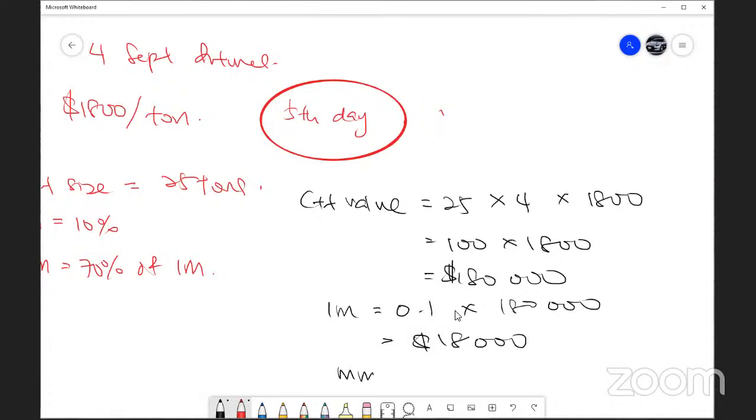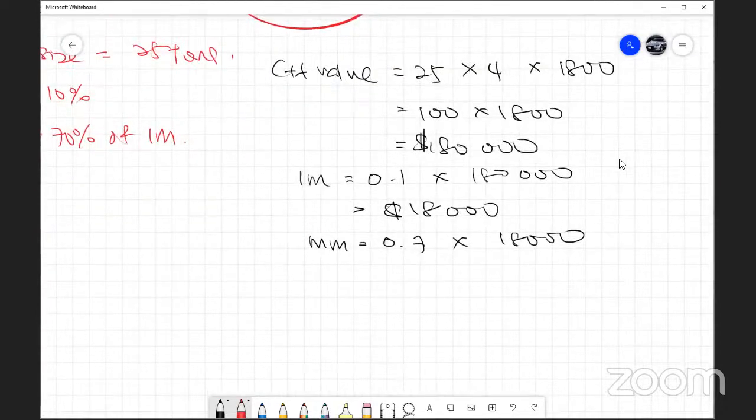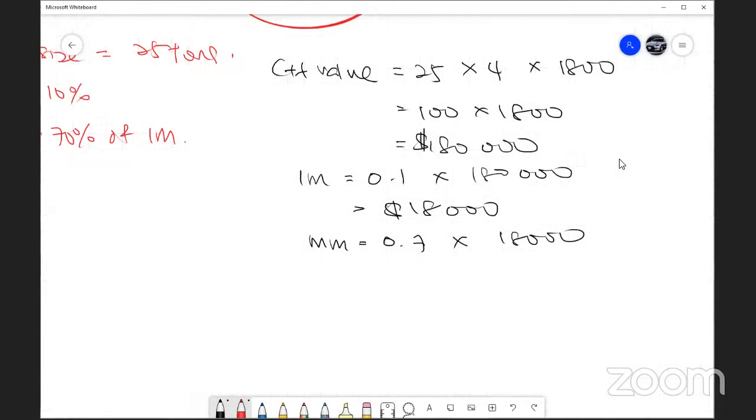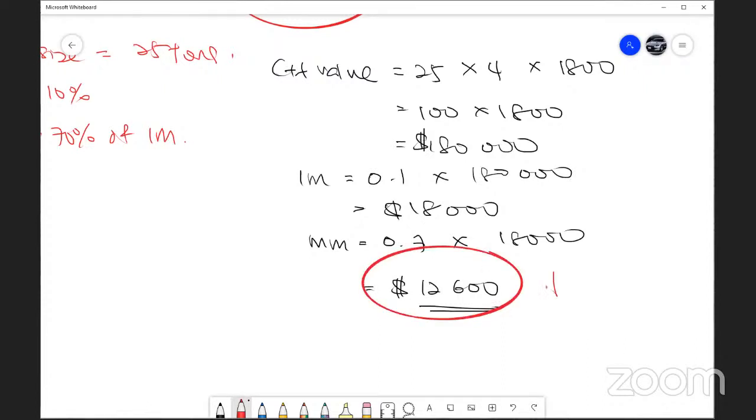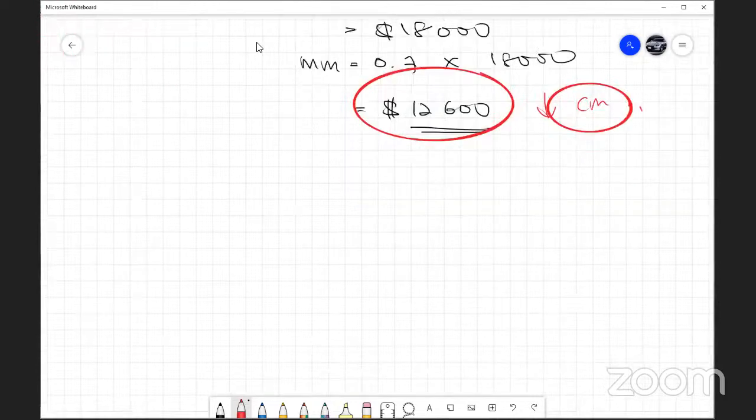Maintenance margin is 70% of your initial margin. 0.7 multiplied by 18,000 gives you 12,600. So remember, anything below this, you call margin. Anything below that, you call margin. Then they give you the futures settlement price. Again, they give you the futures settlement price.